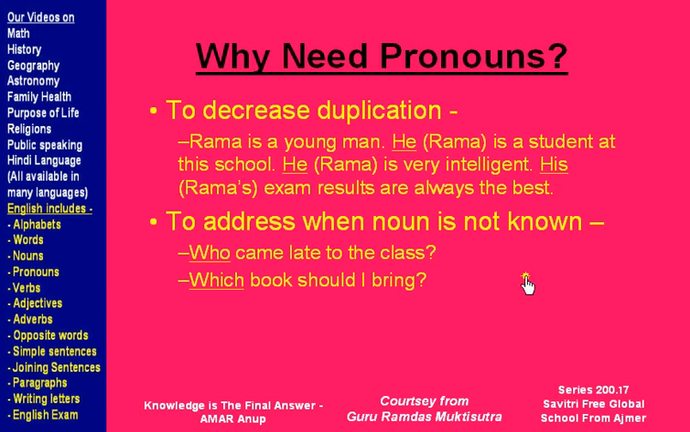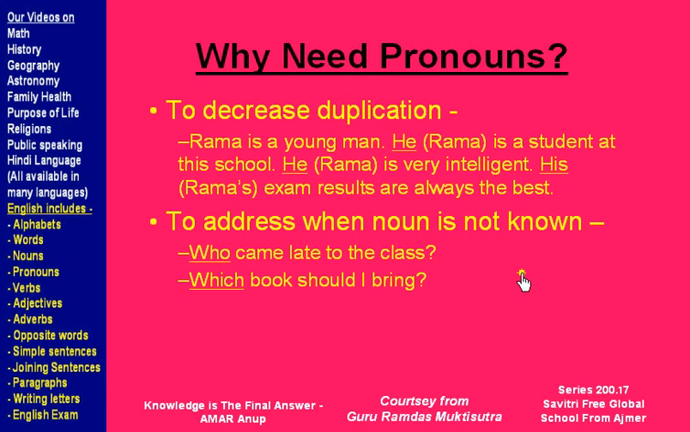Second is, when we do not know who the noun is when we are talking about something, then we use pronouns, and examples of such pronouns are given here. Who came late to the class? Now we are in front of the class, there are maybe 20-30 students, we don't know who came late, so we cannot say Rama came late, Raja came late, John came late. So we do not know who the noun is, so we said who came late to the class.